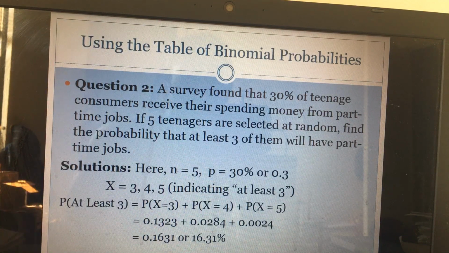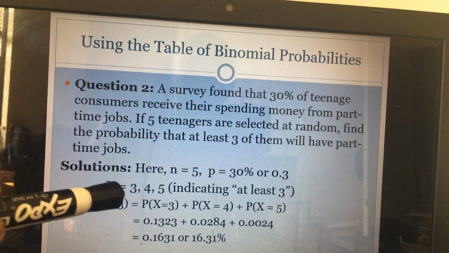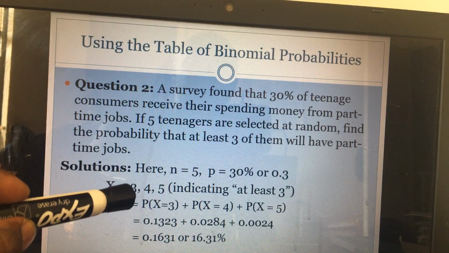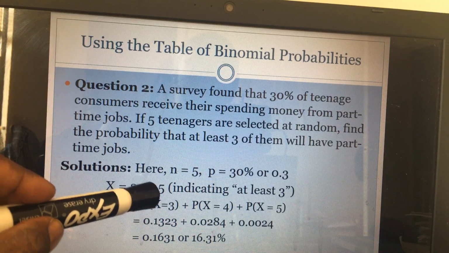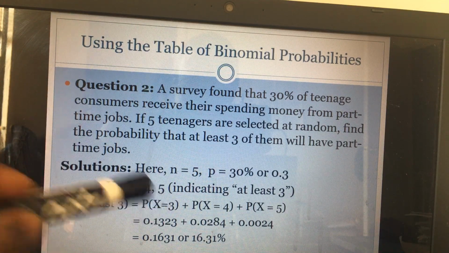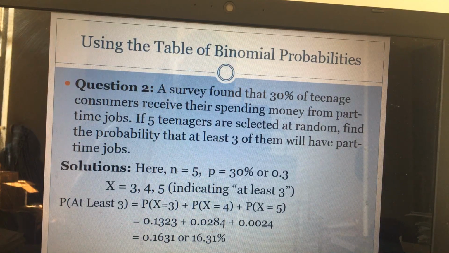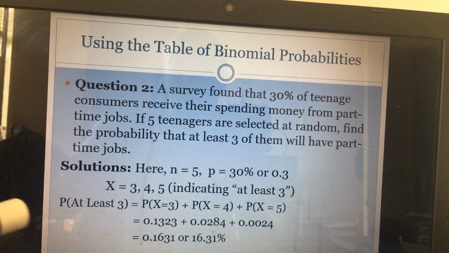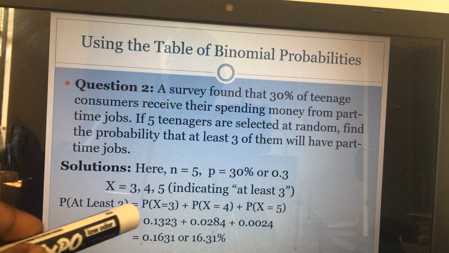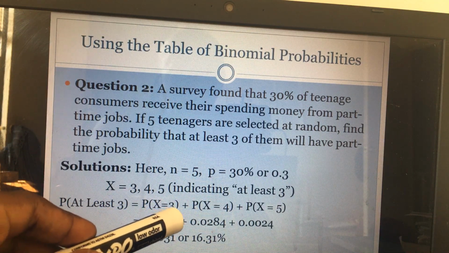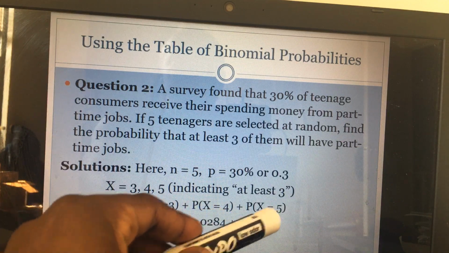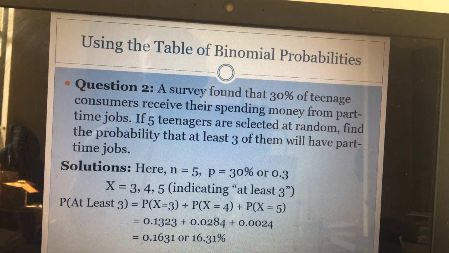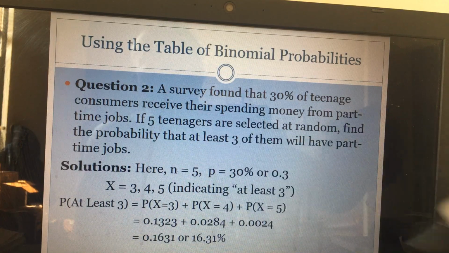Now, if you're using a formula, I can't tell you how much work this involves. That means you have to use the formula to find the probability of 3, then the probability of 4, then the probability of 5, and then add the results. That's a lot of work. But with the table, we can just put the probability of at least 3 is the probability of 3 plus the probability of 4 plus the probability of 5. And then we can go to the table and look for 3, 4, and 5 and add them.